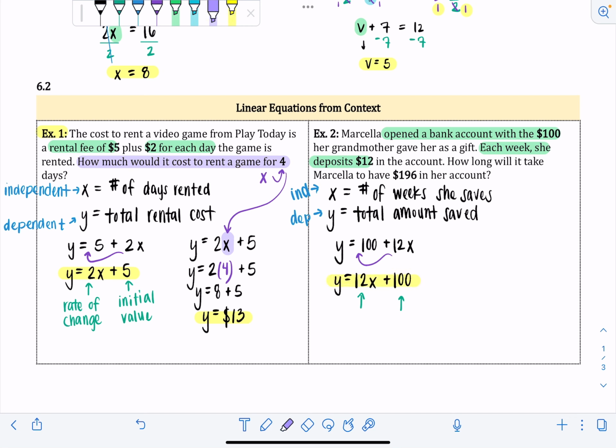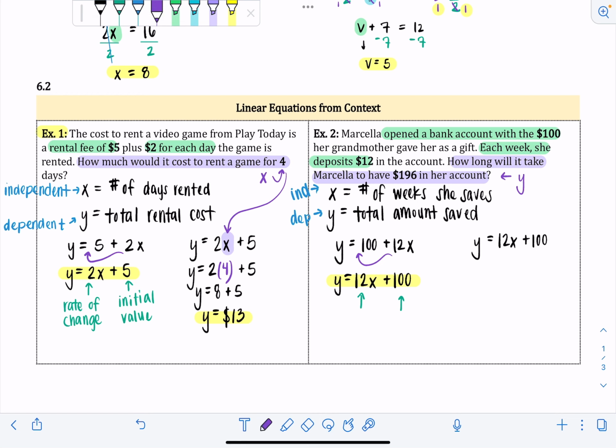And then now we have the ability to figure out how long it'll take for her to have 196 in her account. So we have to decide where that 196 goes, and you have to look at the variables to figure that out. So x is the number of weeks. If I put 196 in for x, that's saying I am saving for 196 weeks, which is not the case. So that means I have to look at y, which is the total amount saved. So it's asking how long will it take to have 196 in her account. So that 196 is going to be y. It has to go in for y. So we'll rewrite our equation, y equals 12x plus 100.